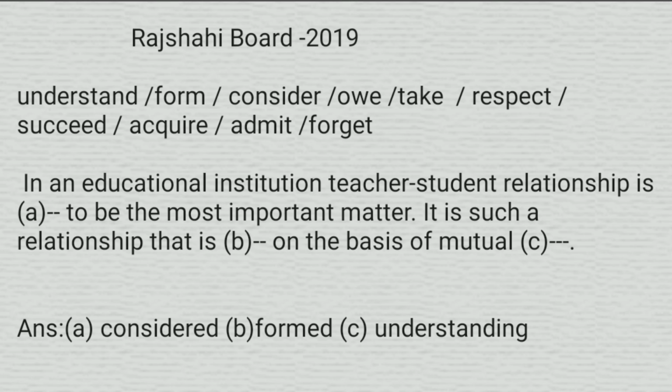Then, it is such a relationship that is dash on the basis of mutual dash. Here, the suitable verb is form, and as it is written in passive voice, the answer will be formed, and the answer of C will be understanding. Here we can see the preposition of, and we know that after a preposition we have to add ing with the base form of verb. So the answer will be understanding.